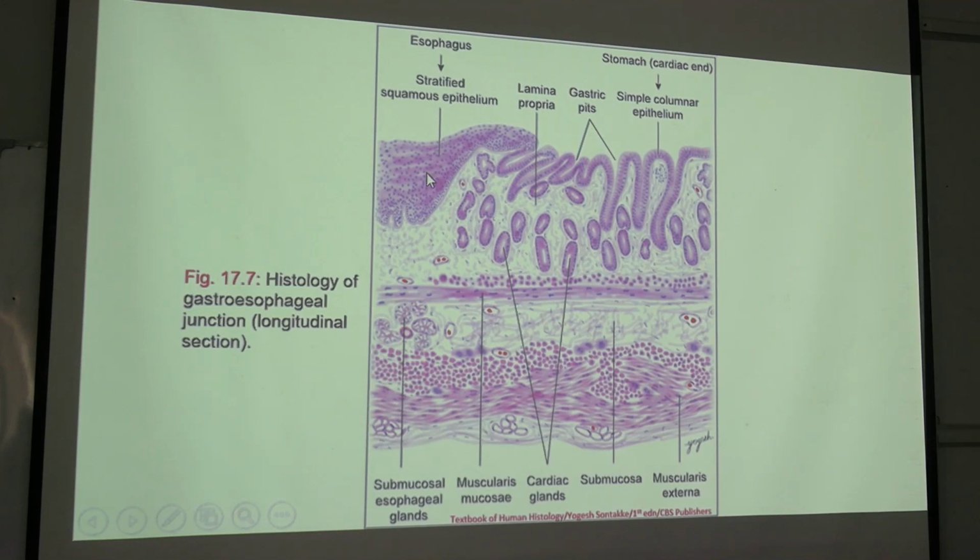Cells present in this region are different from here. This is a section taken from the gastroesophageal junction. That means this part is esophagus, this part is stomach. So this is a transition zone.